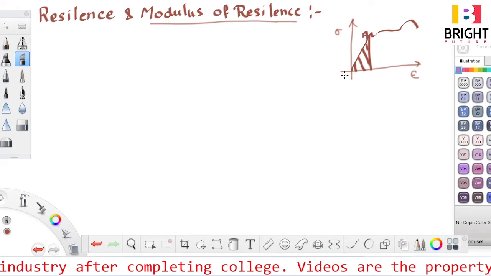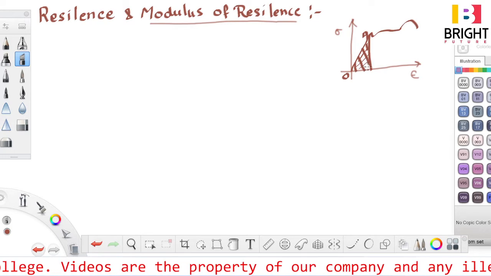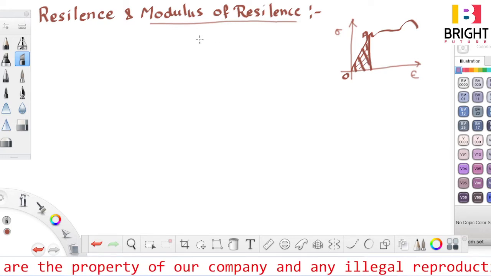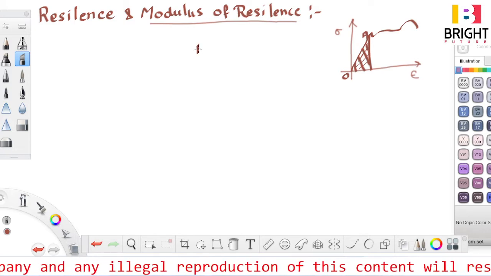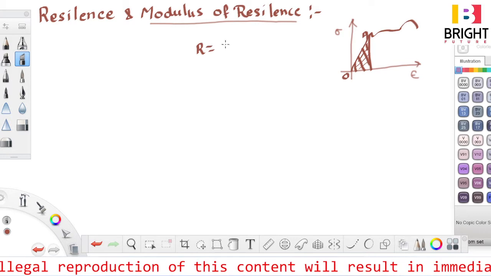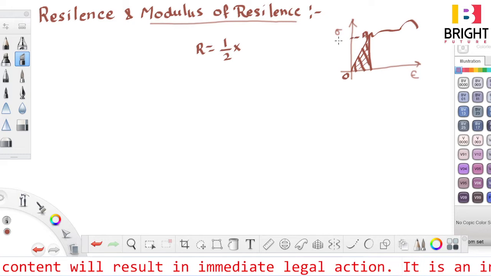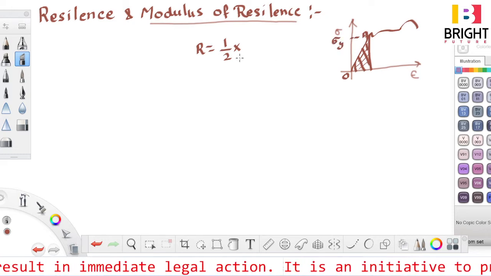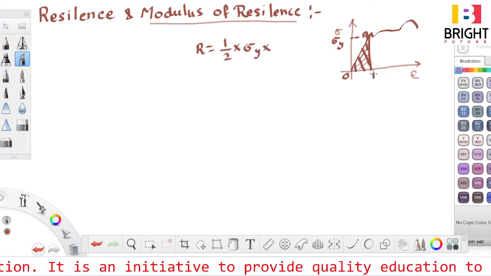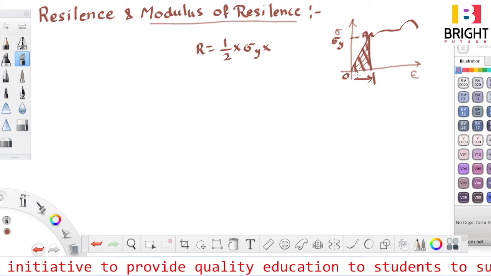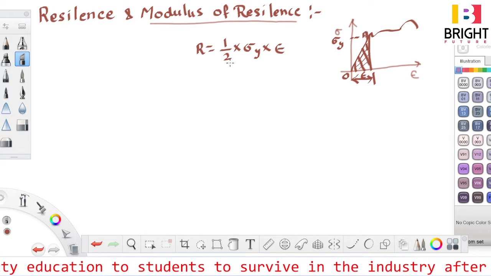This is point A, this is point O. So this is known as resilience. The energy stored in a material is known as resilience. So the formula for this energy stored is, resilience, say I am denoting it with R, 1 by 2 multiplied by sigma y, because this is the yield strength up to the point of limit of proportionality, we call it the yield strength. So sigma y multiplied with the strain, this is the strain up to this point. So this is the energy stored per unit volume.